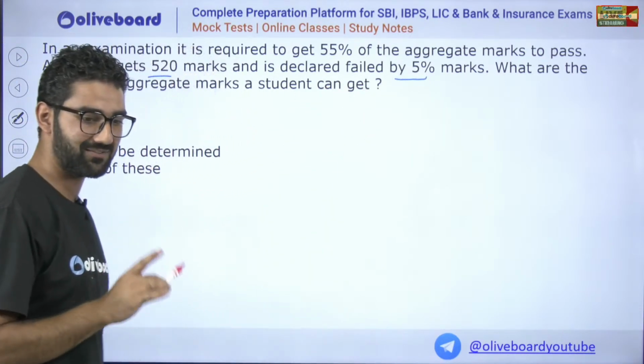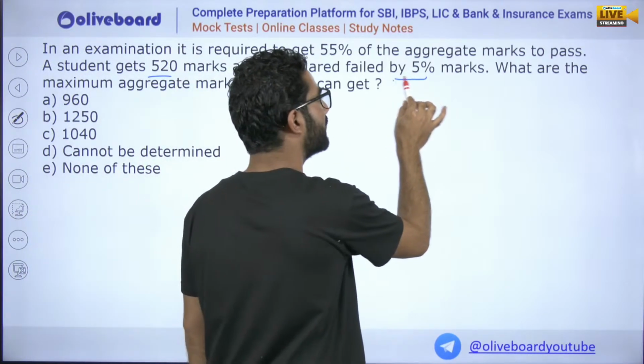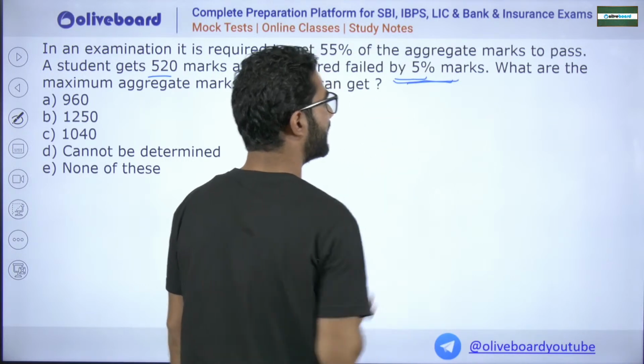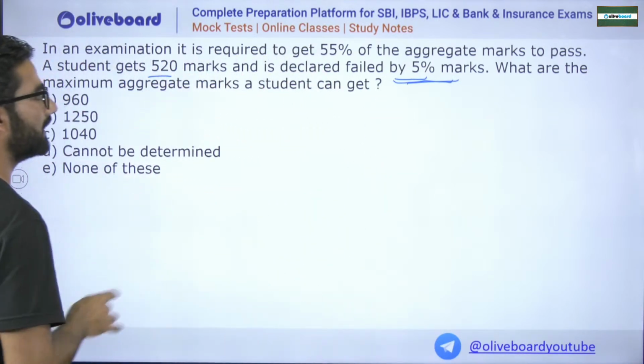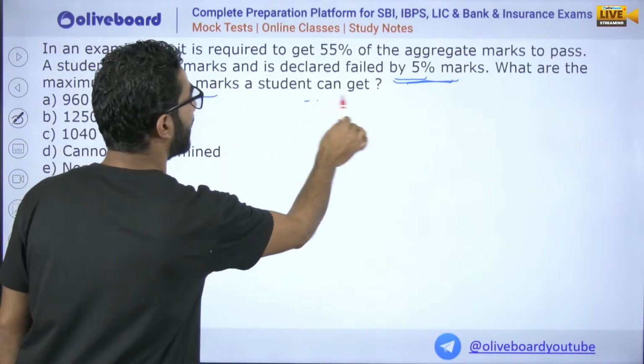Okay, it is given here that the student fails, but not by marks. It is given by percentile. So by 5 percentile marks, the student fails. What are the maximum aggregate marks a student can get?